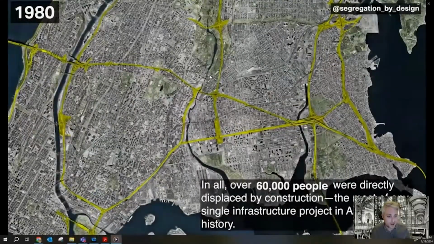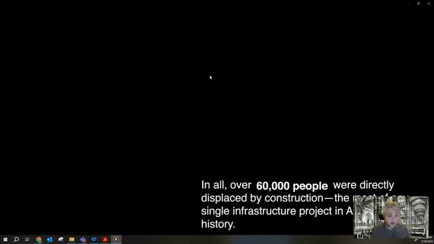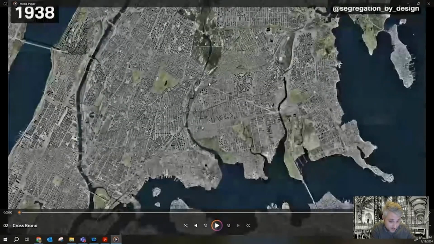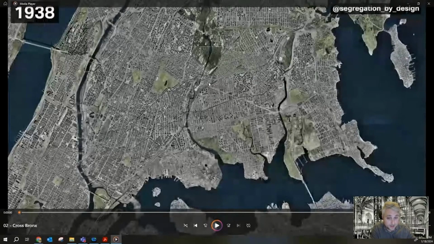The highway was completed in 1955, and in the following year, the 1956 Federal Highway Act passed, which was heavily based on the Cross Bronx and provided 90% funding for similar roads in other cities.